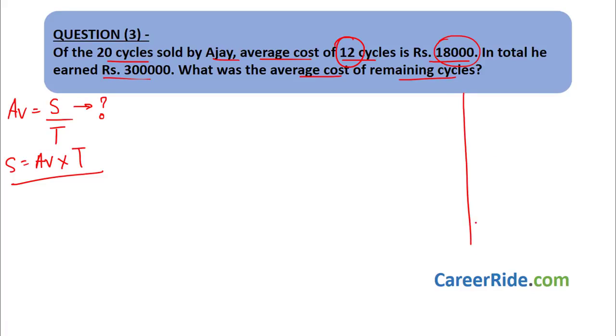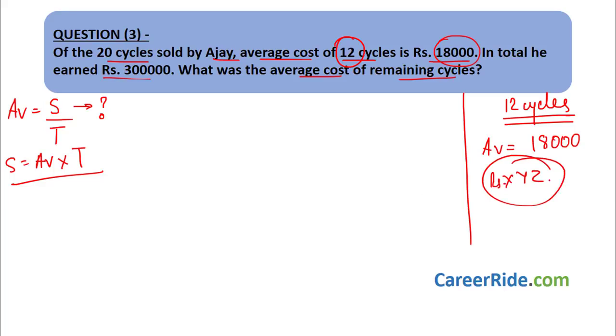So let us calculate over here for 12 cycles, okay? What is the average cost for 12 cycles? 18,000. What does that mean? That means that Ajay sold 12 cycles, right? And he collected some money. Okay, let the amount be XYZ, some money he collected. And the average money collected for each cycle is nothing but rupees 18,000. That means if each cycle is sold for 18,000, he'll get this much money. So these 12 cycles he sold for 18,000 rupees each.